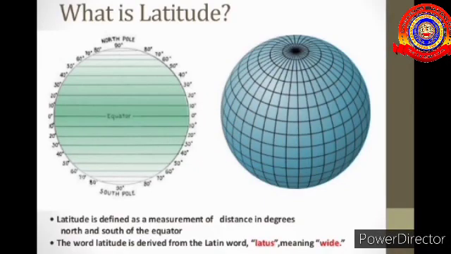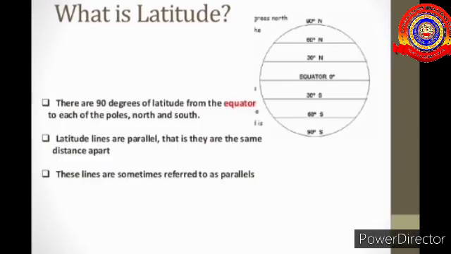What is latitude? Latitude is defined as a measurement of distance in degrees north and south of the equator. The word latitude is derived from the Latin word latus, meaning wide. There are 90 degrees of latitude from the equator to each of the poles, north and south. Latitude lines are parallel, that is, they are the same distance apart. These lines are sometimes referred to as parallels.